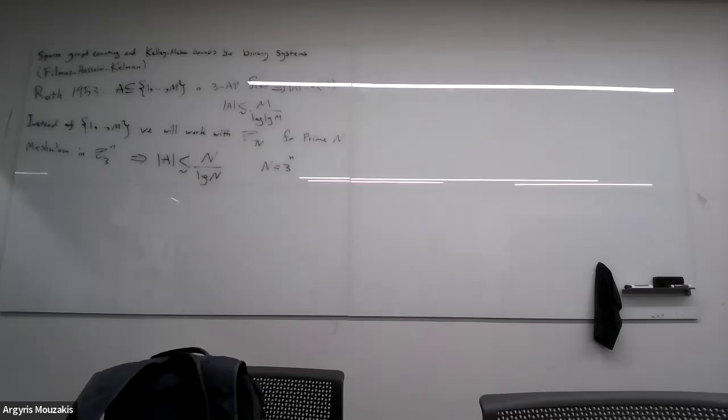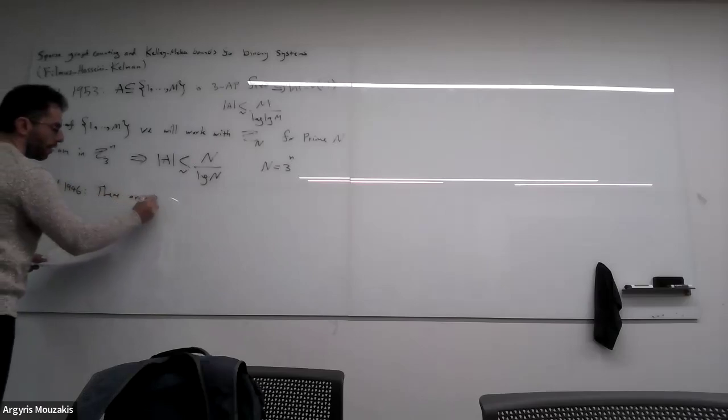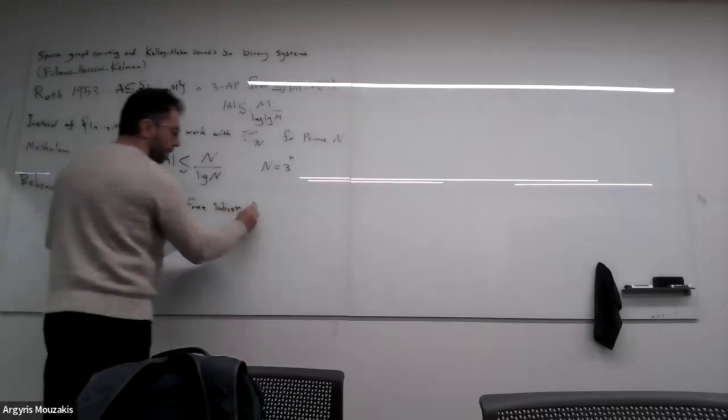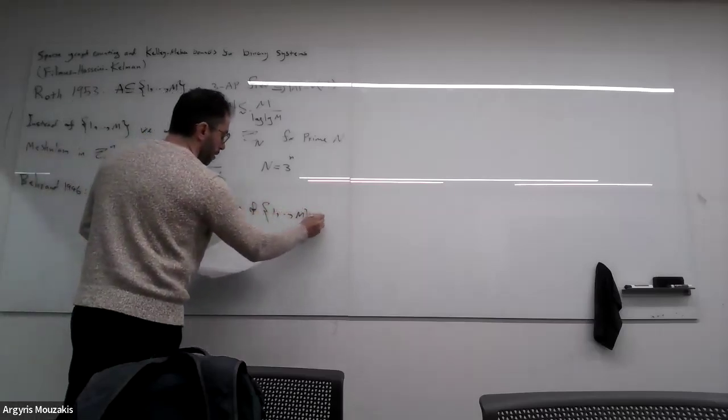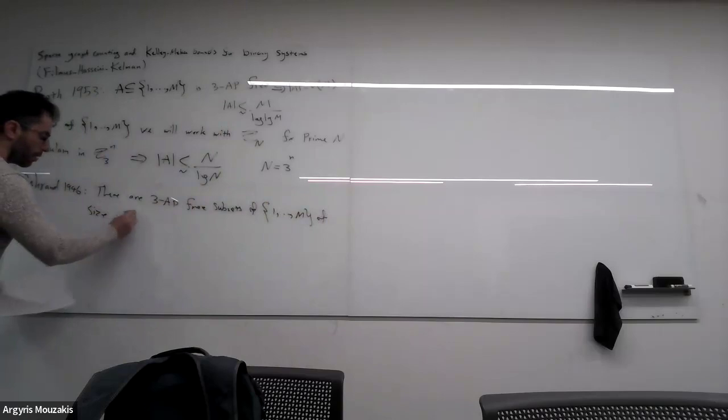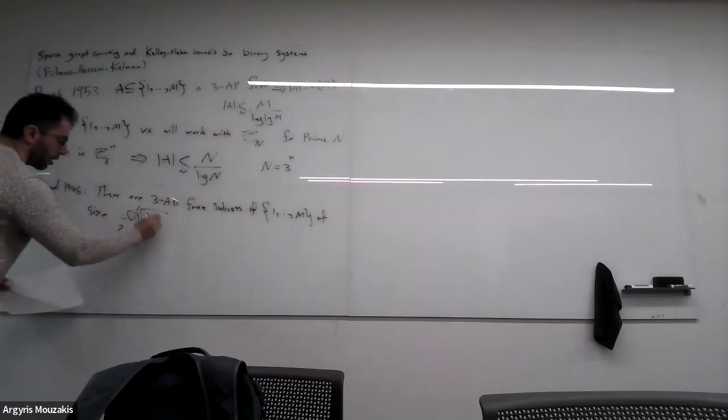And another thing I want to say is about the lower bound. So there is a lower bound which even dates back, predates Roth's theorem, due to Behrend. This is from 1946. And it says there are three-AP-free subsets of 1 to n of size 2 to the minus c square root of log n.